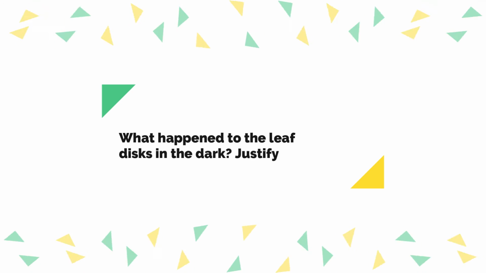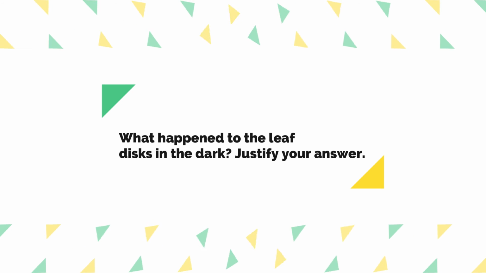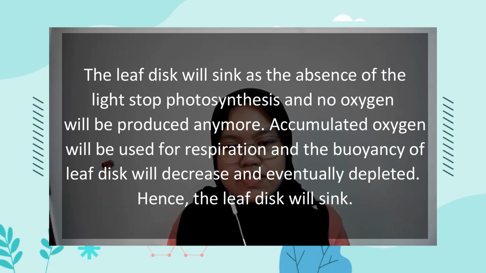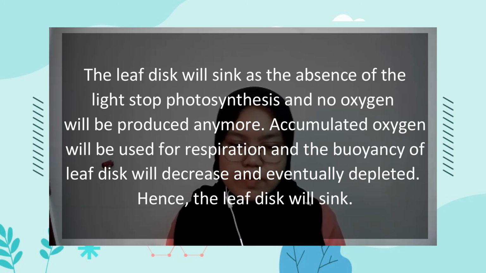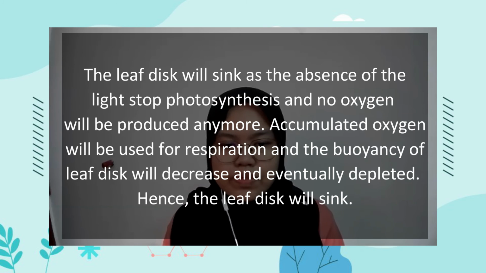And fourth question is, what happened to the leaf disc in the dark? Justify your answer. The leaf discs will sink as the absence of light stops photosynthesis and no oxygen will be produced anymore. Accumulated oxygen will be used for respiration and the buoyancy of leaf discs will decrease and eventually be depleted. Hence, the leaf discs will sink.